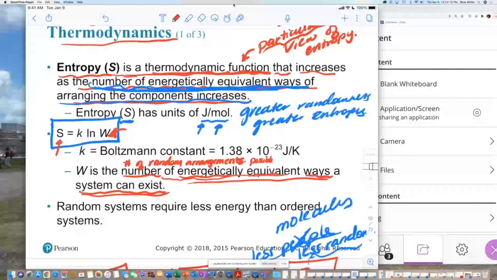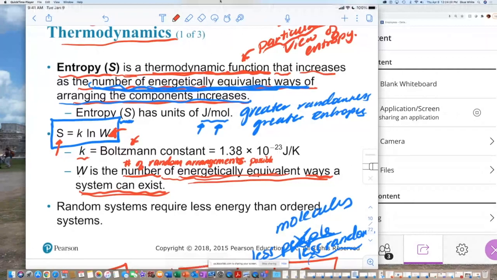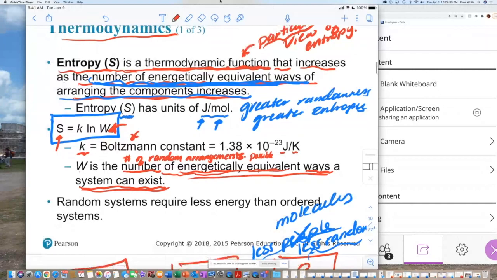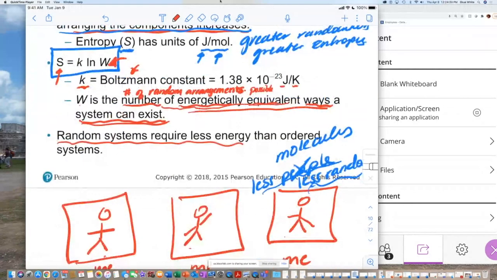And then K is the scientist who discovered this. K is a constant, but the scientist who was able to coin this phrase and show us how to calculate this, his name is Boltzmann. And so he called the constant after himself, joules per Kelvin. Okay? So random systems require less energy than ordered systems. So random systems tend to require less energy to keep them random than ordered systems.